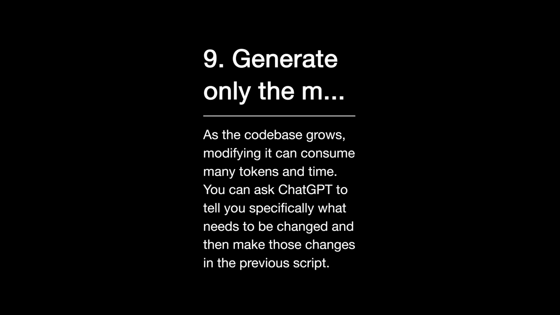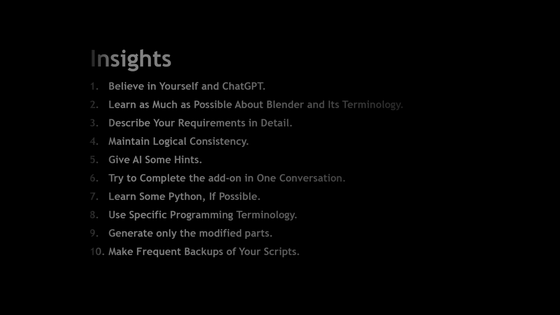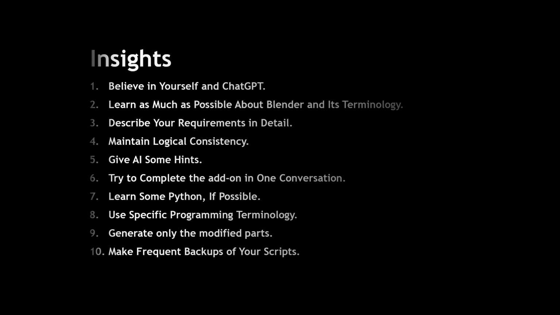Generate only the modified parts. As the codebase grows, modifying it can consume many tokens and time. You can ask ChatGPT to tell you specifically what needs to be changed and then make those changes in the previous script. Make frequent backups of your scripts. Sometimes you may head in the wrong direction and need to revert to a previous stage to redo a feature. Okay, that's all the insights I have for now.